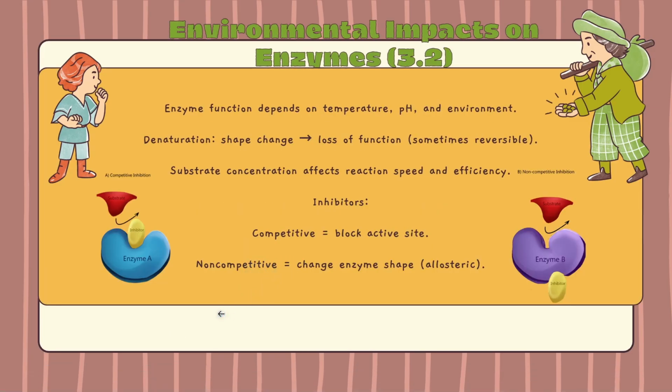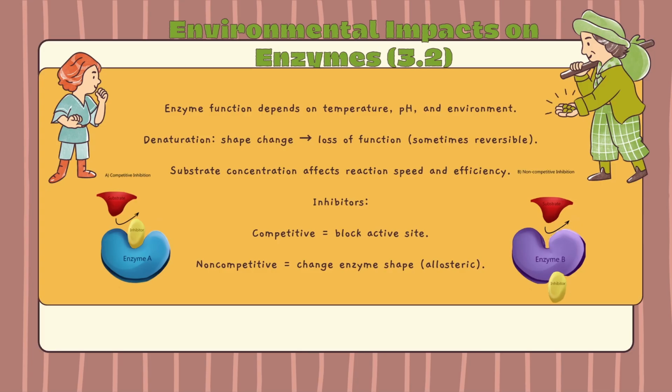Environmental impacts on enzymes. Enzyme activity depends heavily on temperature, pH, and the surrounding environment. If conditions move too far from the optimum, enzymes can denature, losing their shape and therefore their function. Sometimes this can be reversed, but not always. Reaction rate also changes with substrate concentration. Too little and the enzyme isn't fully active. Too much and it becomes saturated.